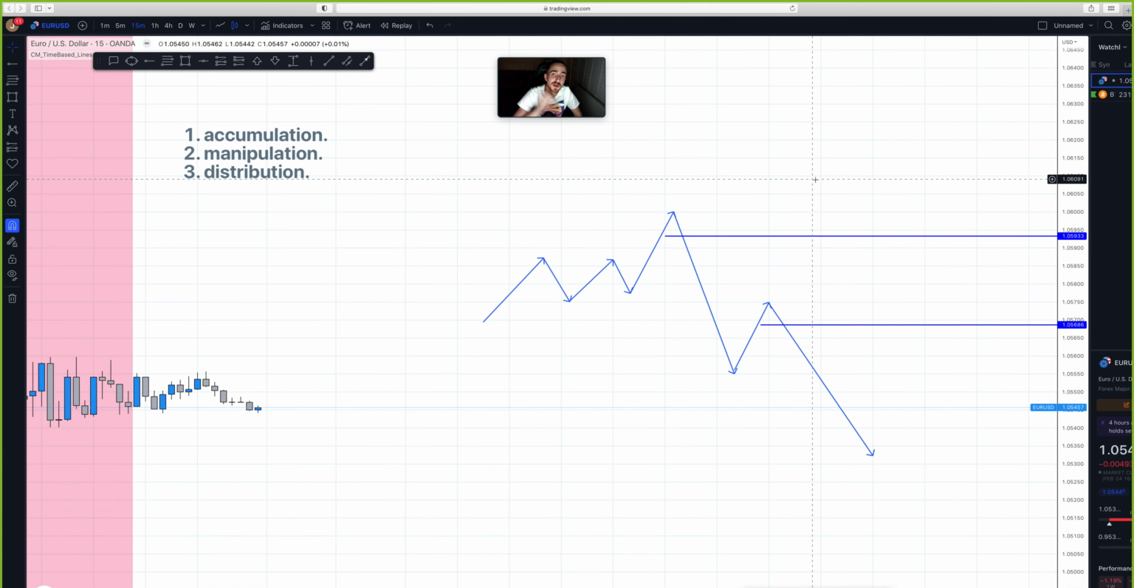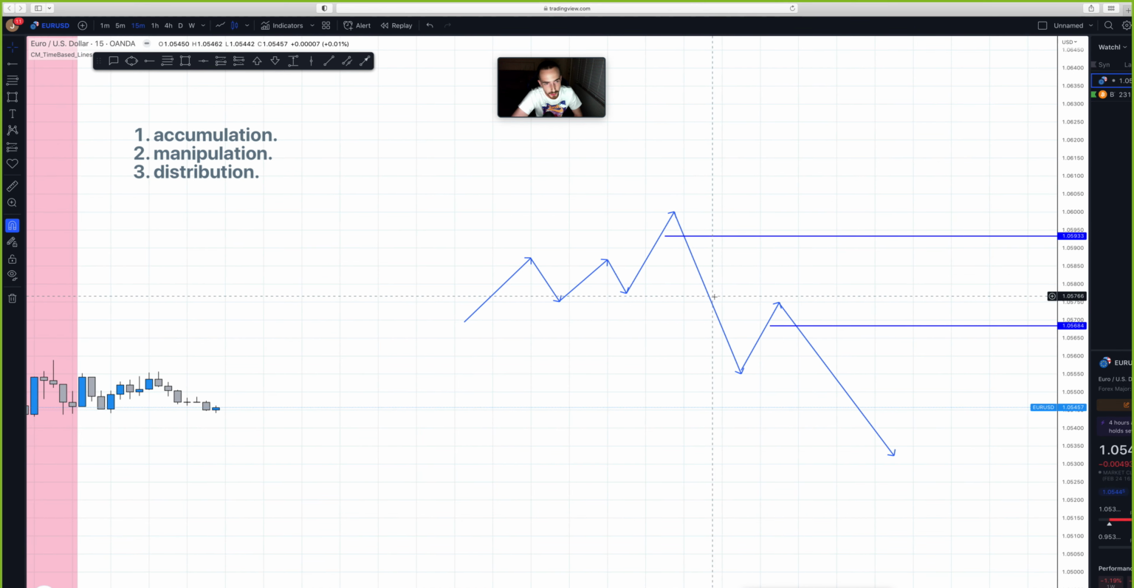Something I wanted to point out that's very, very key is how you pick the correct area of supply or demand, and I'm going to point this out on the graph right now. So keep in mind the accumulation right here, manipulation, we break above, and then a distribution, that's where the volume comes in, and then you would obviously enter here.